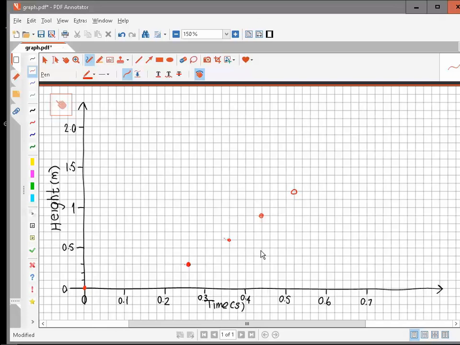I'll switch to circles because they're easy to draw for me. Oh, okay, I'll fill that in. It's just my pen ends up deleting things if I go over it too many times.